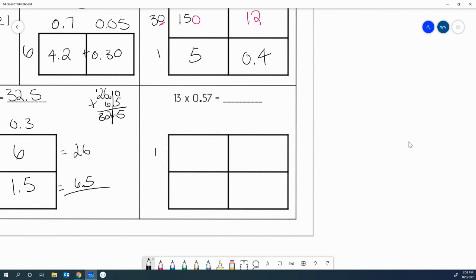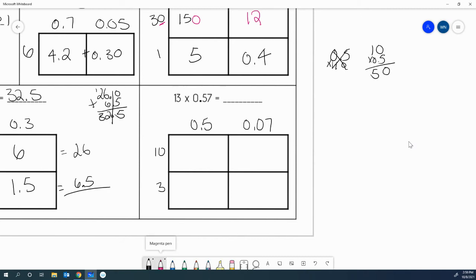For this one, you should have broken apart your 13 and said 10 and 3. And your 57/100ths, you should have had 5/10 and 7/100ths. Let's work it out. All right, so we need to multiply by decimals. So we're going to say 5/10 times 10. I'm actually going to flip that around. Let's say 10 times 5/10. There we go. 5 times 0 is 0. 1 times 5 is 5.